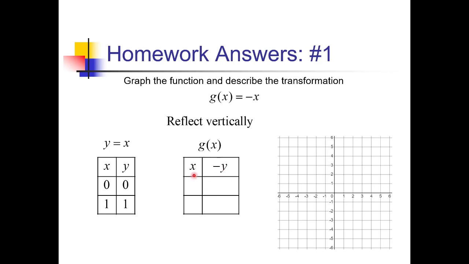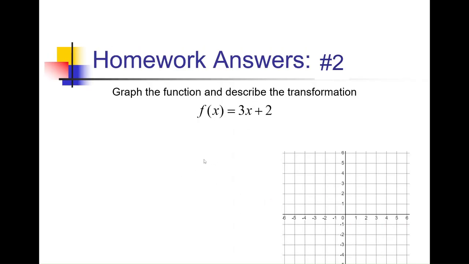So we still have the same x's, 0 and 1. And for the y's now, negating these, we still have 0, but now this is going to be negative 1. So graphing those out, we have 0, 0 rather, and 1, negative 1 down here. And then there's our reflected line.